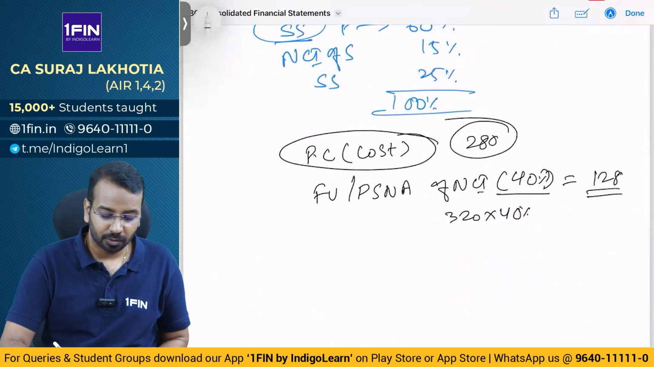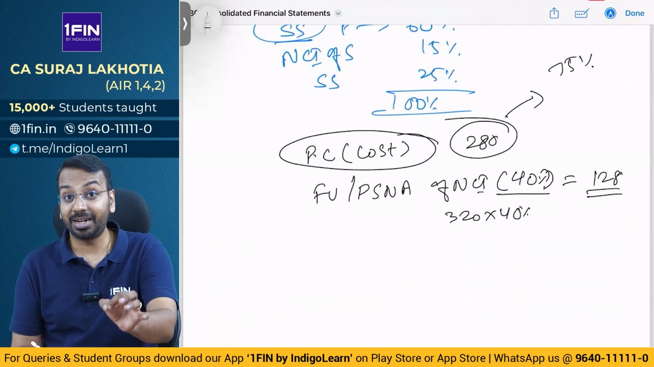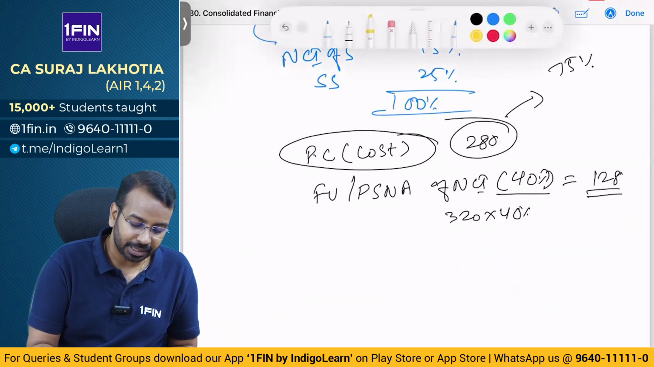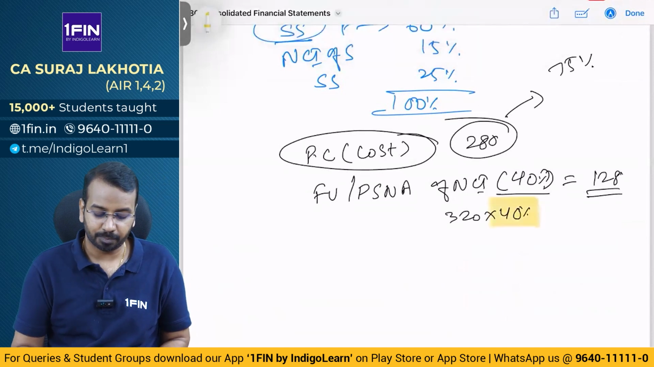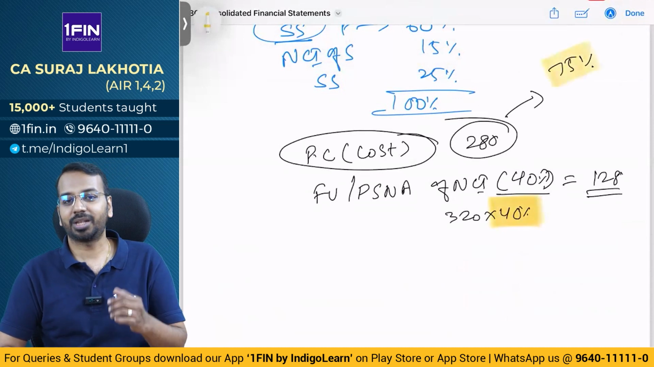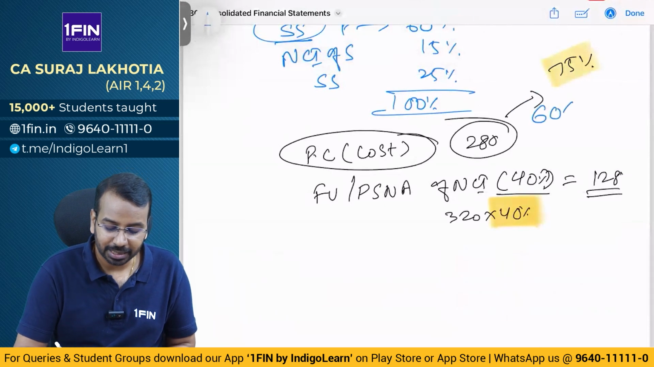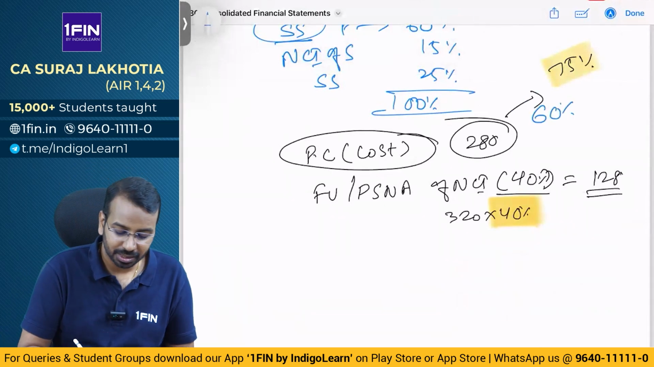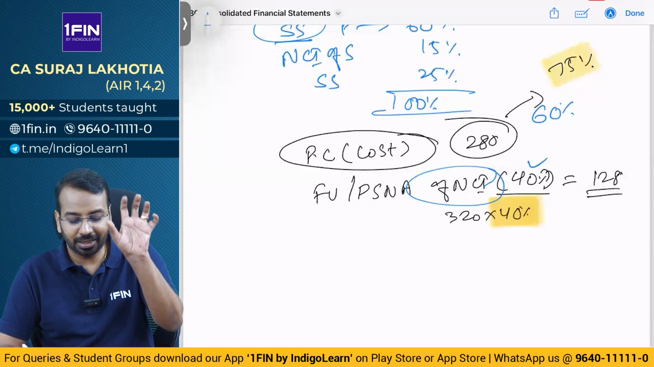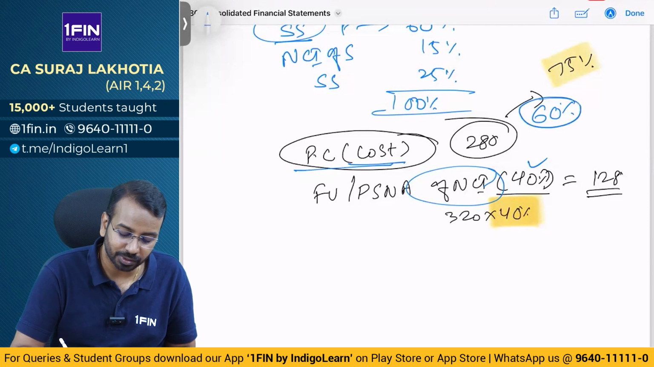The simple reason is, with this 280, I got 75%. Whereas for NCI, I have already considered them at 40%. So if I take 40% here and 75% here, it becomes more than 100%. How much should I take? Effectively, I must take here only 60%. Correct or not? Because NCI, I am already saying it is 40%. The non-controlling interest has 40% in SS. So my cost or my purchase consideration should be with respect to only 60%.